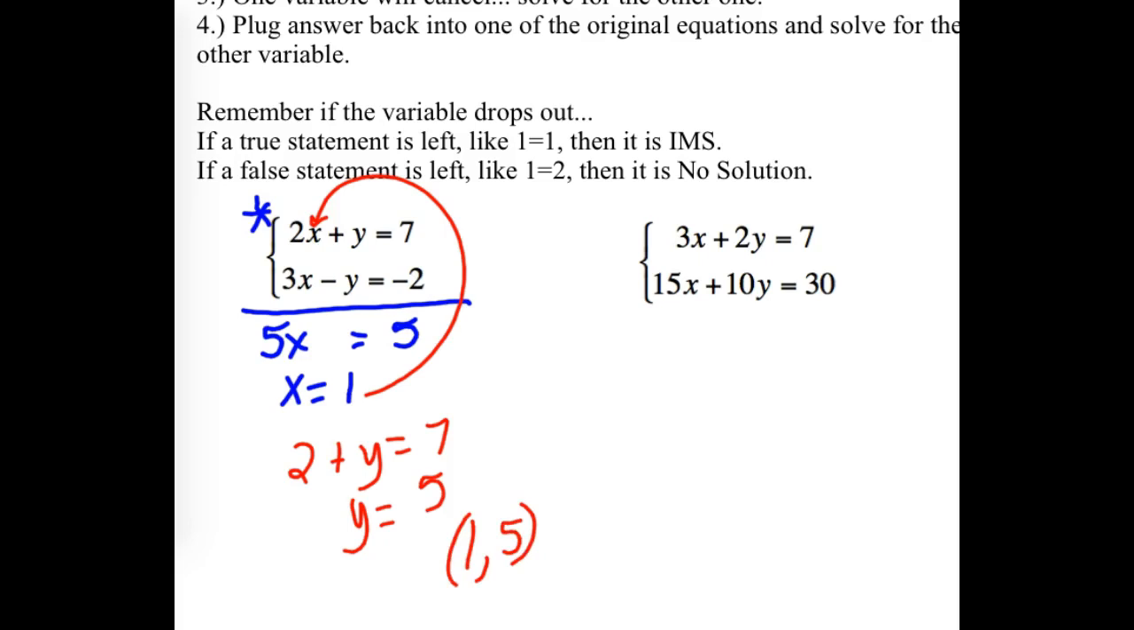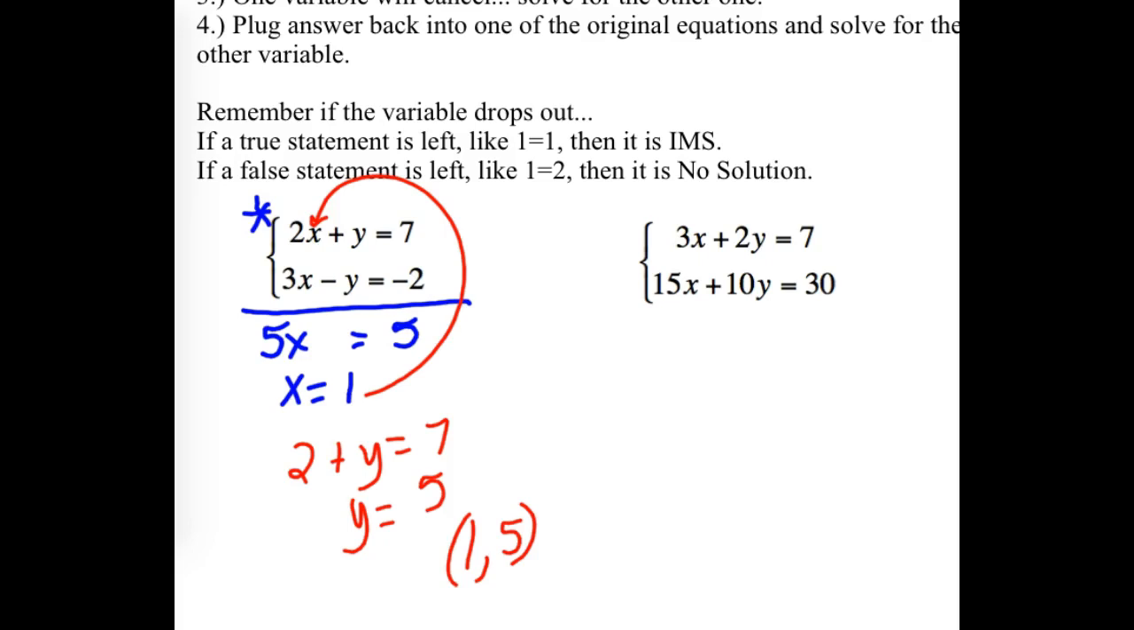Yep, we are. All right. Second one. Do we have variables that are opposites? Can we get opposites? All right. Which one do you want to get rid of? The x's or the y's?